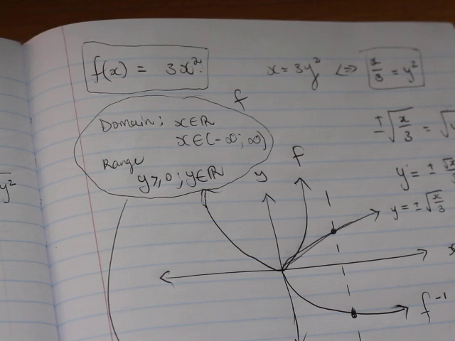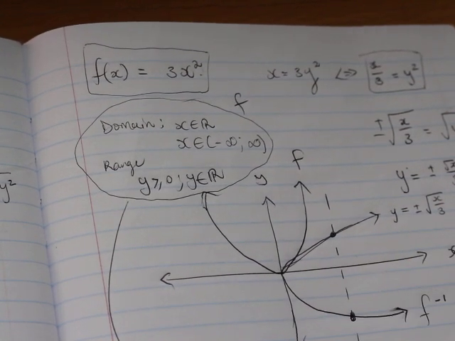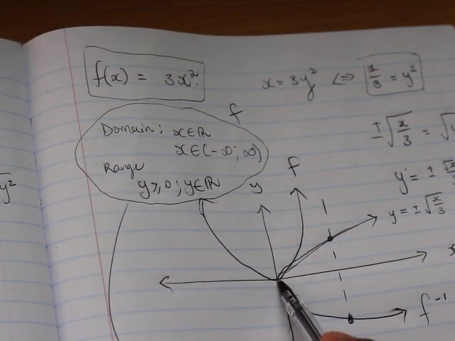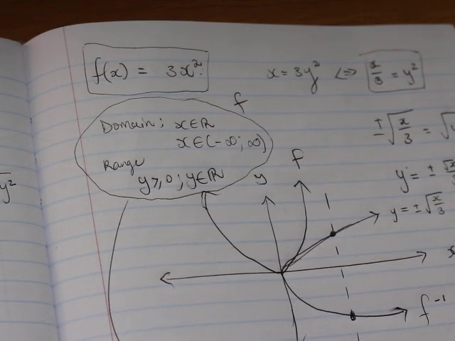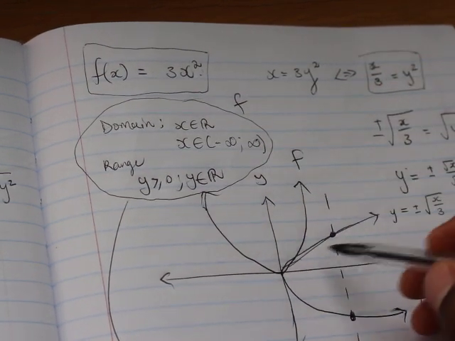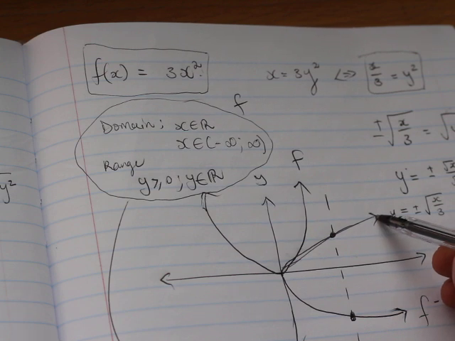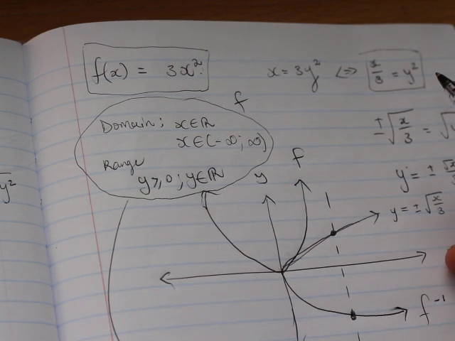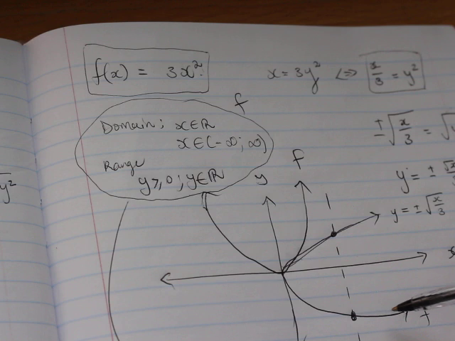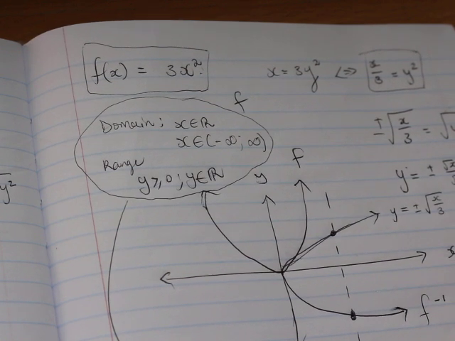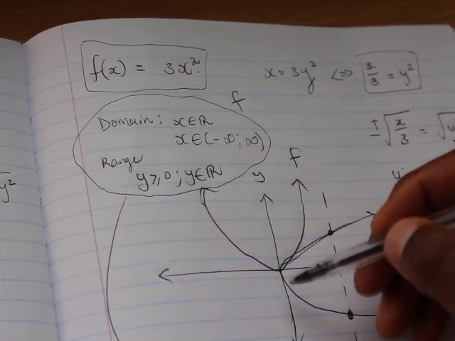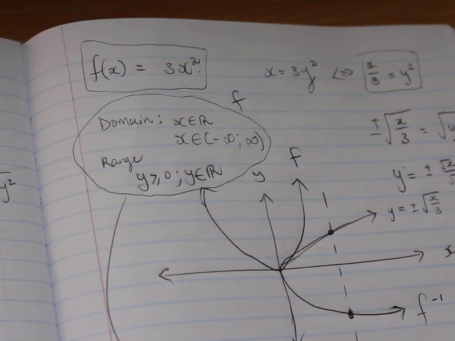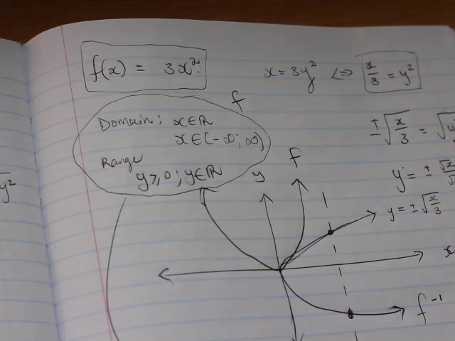It makes sense that x is greater or equal to 0, because x starts from here and goes to positive infinity. But you can see this branch here goes forever up and this one goes forever down. That's why the range, which is the set of y values, is any y value. Any y value is going to work for the inverse.